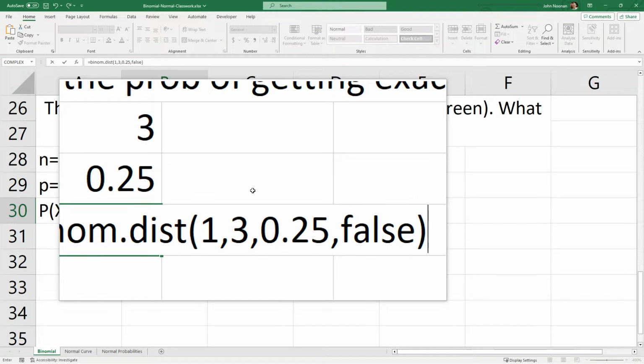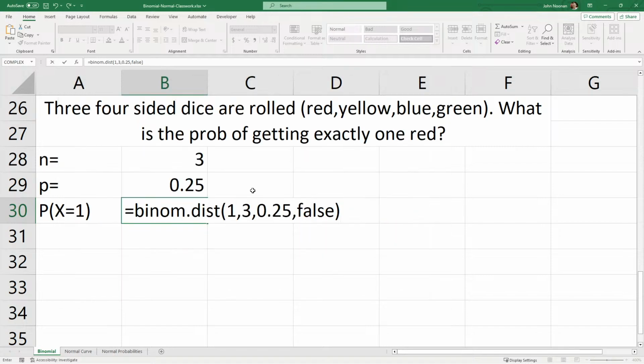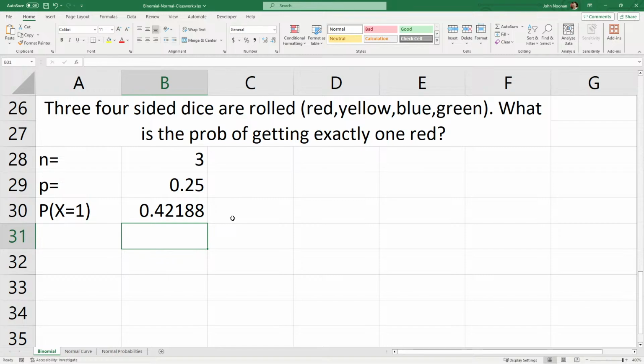Anyway, that's the way it's always going to look. Let me zoom back out so that we can see the whole thing. Whoa, that's not what I wanted. There we go. And then let's see, can I hit enter? Can. So it's a 0.42 chance. That's actually a pretty high chance, surprisingly high. So 42% of the time I should expect to get exactly one red.